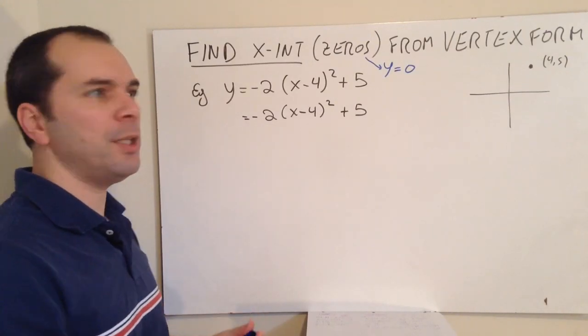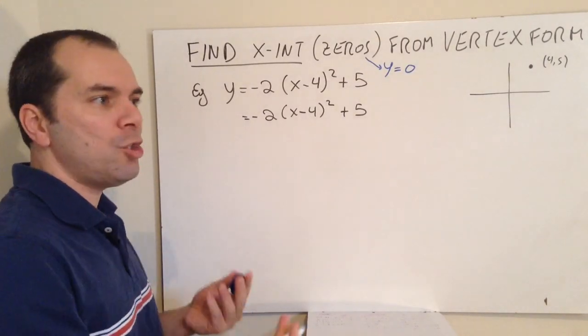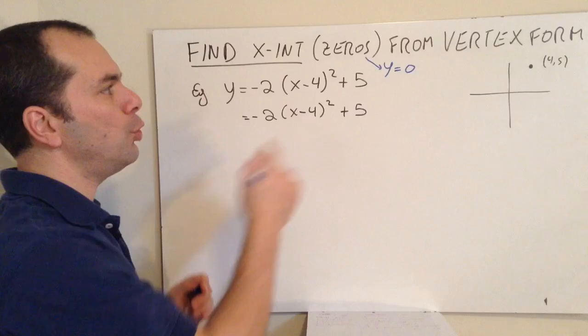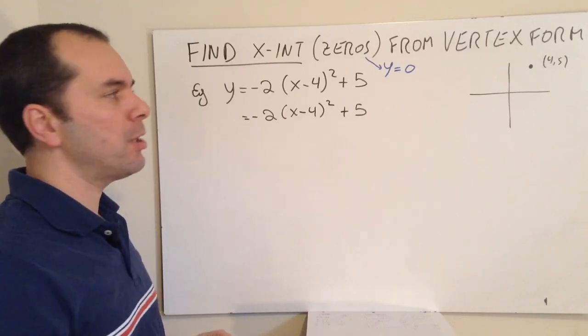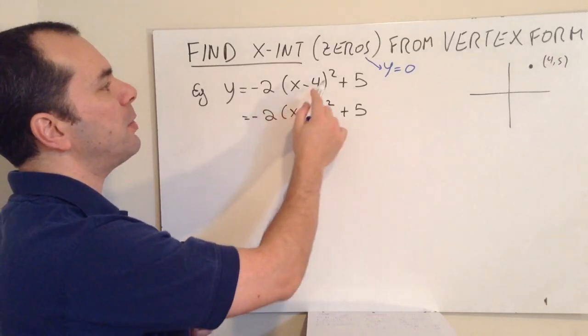Now if they said find the point where the height was 20, let's just change y to 20 instead of doing 0 like I'm going to do today, okay? So let's say they give us an example, and it is in vertex form. So I have y equals minus 2 times (x minus 4) squared plus 5.